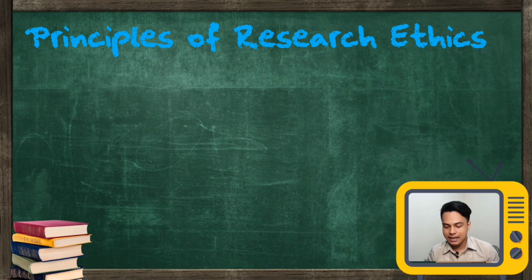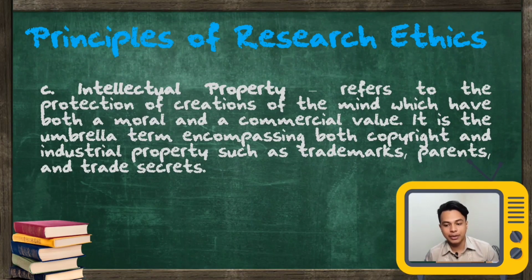The next is intellectual property. So this refers to the protection of creations of the mind which have both a moral and a commercial value. So it is an umbrella term encompassing both copyright and industrial property such as trademarks, patents, and trade secrets. So in research, we cannot just use materials that we did not originally create. So we have to seek permission before we use them.